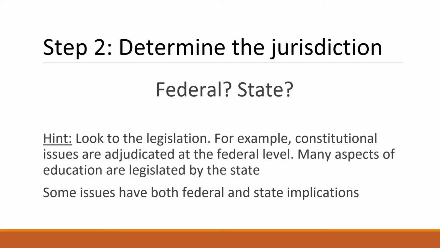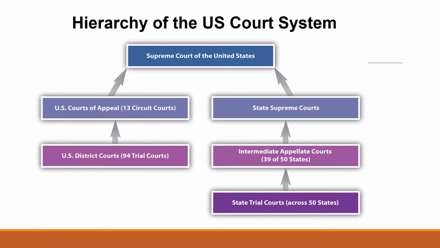So for example, in the field of education, although some issues are adjudicated by the state and legislated by the state, there are overriding issues that are adjudicated by the federal government. So for example, if it's a constitutional issue, like a freedom of speech issue, that would always supersede any state law. And the other thing is that some issues have both federal and state implications. It's important to understand the hierarchy of the U.S. court system so you know where to look, particularly when you're searching for case law.